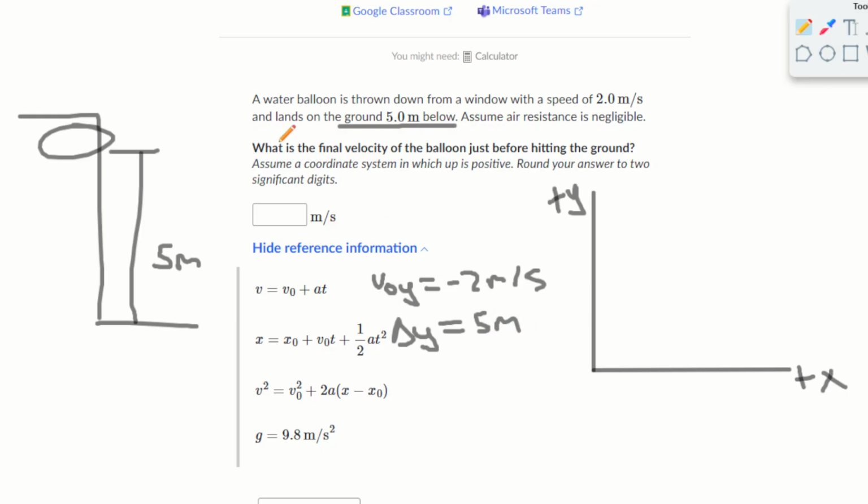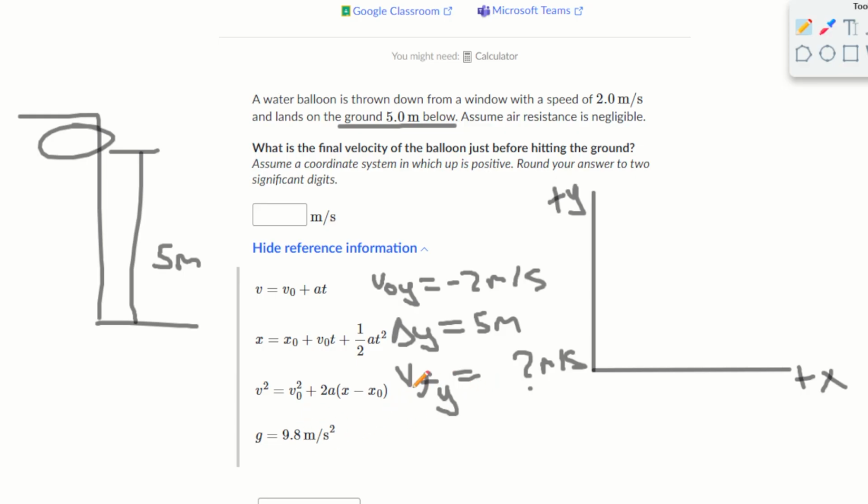Now we're asked, what is the final velocity of the ball just before hitting the ground? So we're trying to find v final, and since we have all the y direction information, I would like to find the v final in the y direction. So it's asking us now to find the final velocity, in meters per second.